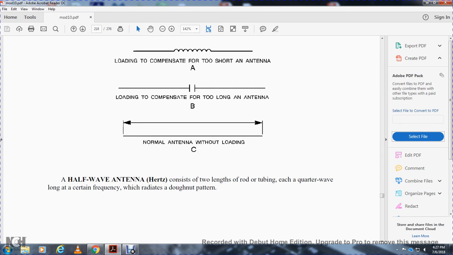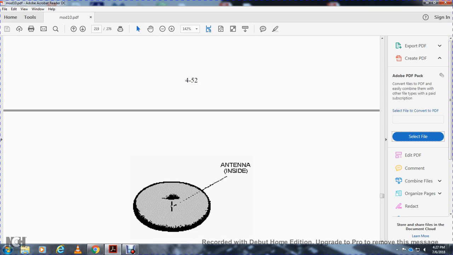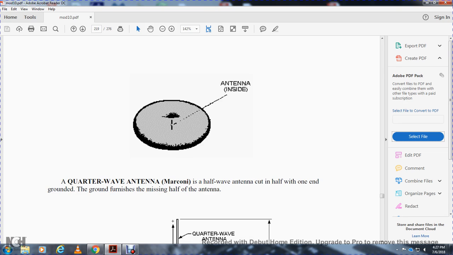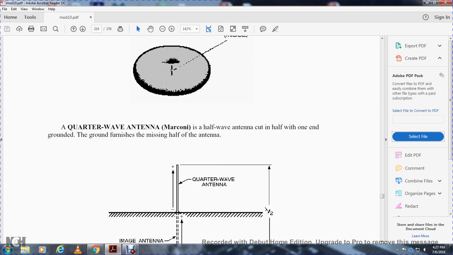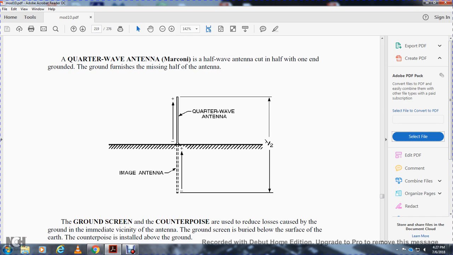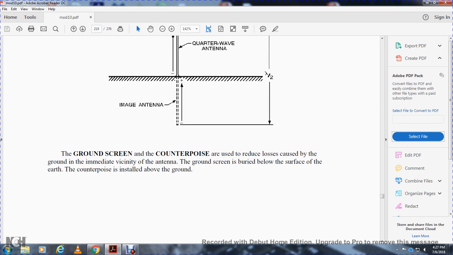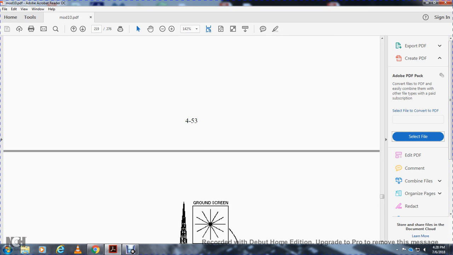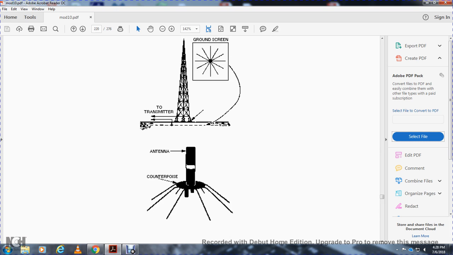Normal antenna without loading. A half-wave antenna consists of two lengths of rod or tubing, each a quarter wavelength long at a certain frequency, with a donut radiation pattern. The quarter-wave antenna is a half-wave antenna cut in half, with one end at the ground, and the ground furnishes the missing half of the antenna. Image antenna, ground screen and counterpoise are used to reduce losses and cut off the ground in the immediate vicinity of the antenna. The ground screen is buried below the surface of the earth, the counterpoise is installed above the ground. The ground screen and counterpoise are used with transmitter antennas.